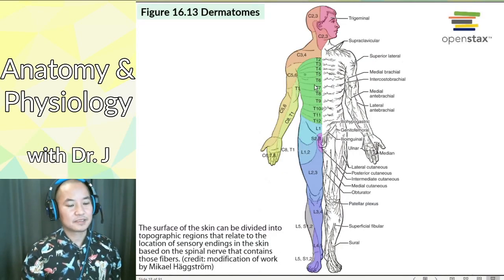Now here we have the dermatomes, the OpenStax version, showing a different color pattern, but again, the same general principles. Within each of these regions, you have all these nerves that supply sensation signals to that corresponding spinal nerve.